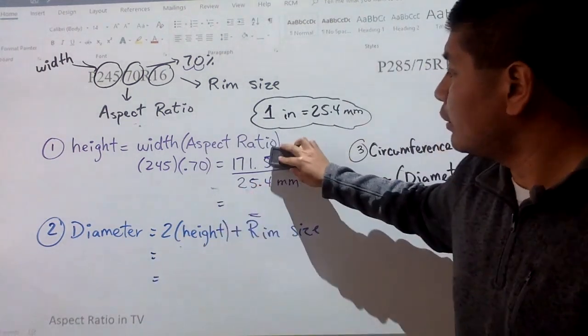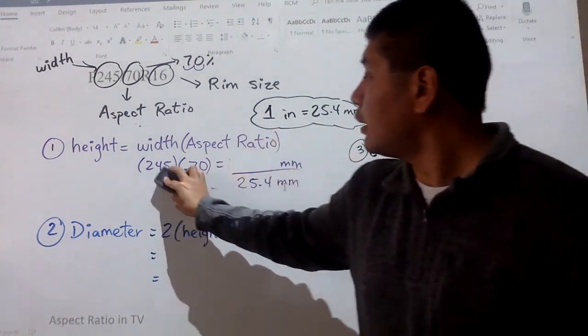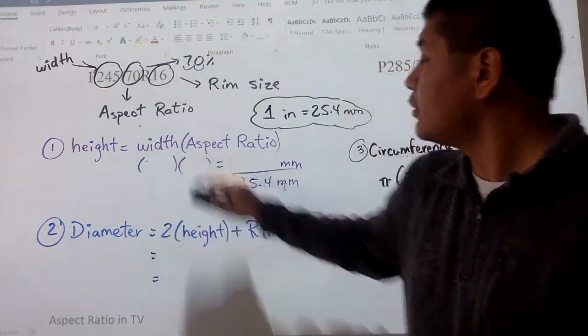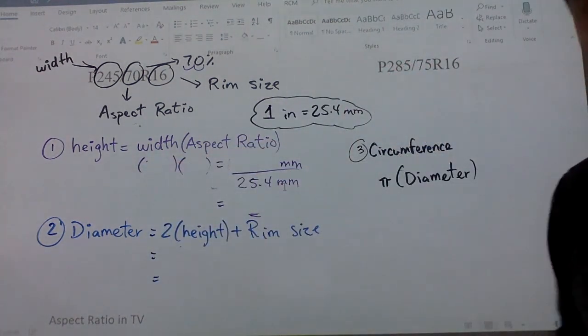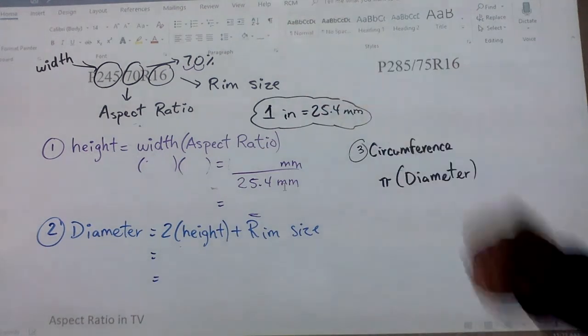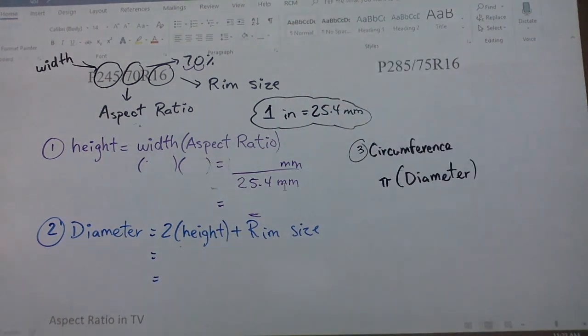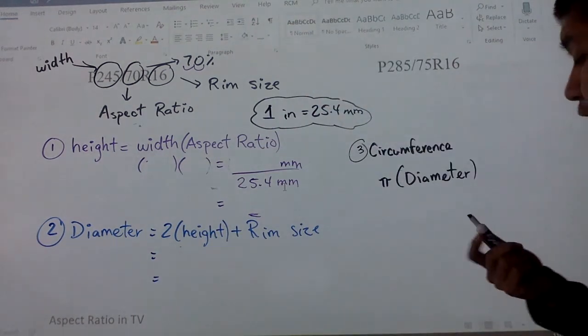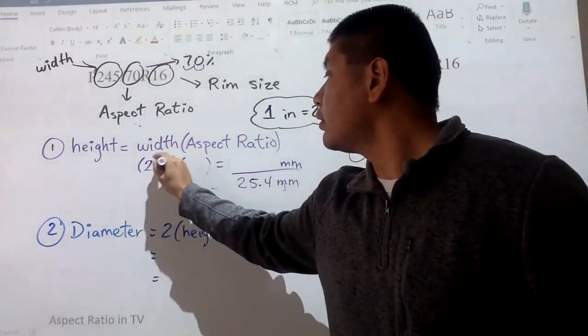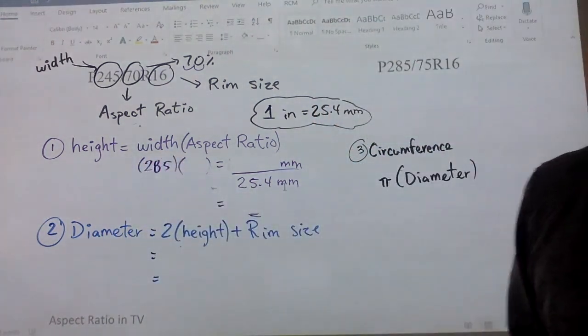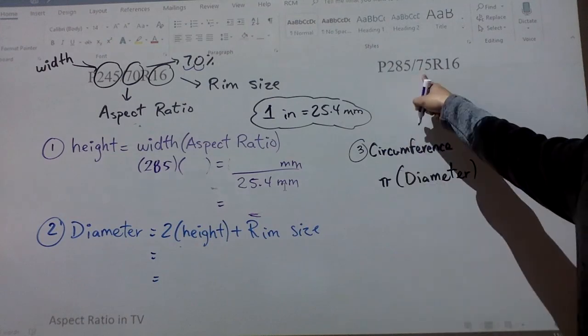I'm gonna leave that. I know this is gonna be different, so this should be faster. The width on this side will match it. On that one, it was 245. On this one it's gonna be 285. So 285. Let's see. My aspect ratio, 75.